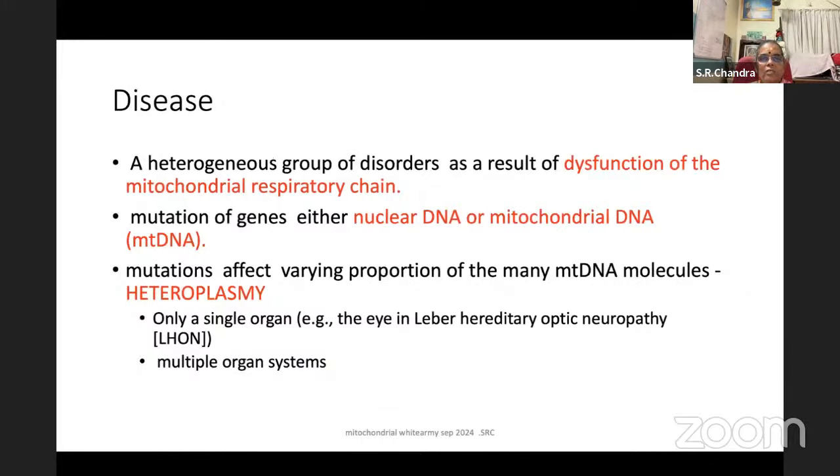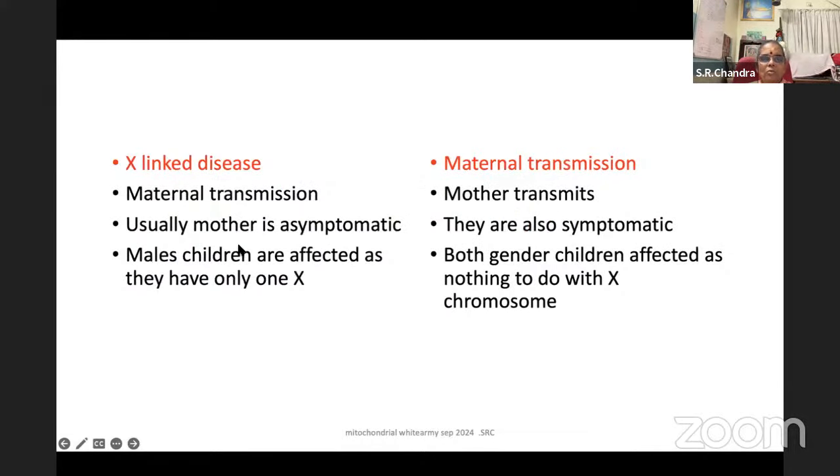The disease is a heterogeneous group of disorders as a result of dysfunction of the mitochondrial respiratory chain and mutation of genes, either nuclear DNA or mitochondrial DNA. As we saw, class 1 is purely mitochondrial DNA, class 2 is nuclear coded mitochondrial DNA disorder. Mutations affect a varying proportion of the many mitochondrial DNA molecules, that is heteroplasmy. So it can be a single organ disease or a multiple organ disease. So it is uniparental maternal transmission. Maternal transmission happens in X-linked diseases also. So how do you differentiate the maternally transmitted X-linked disease from maternally transmitted mitochondrial disease?